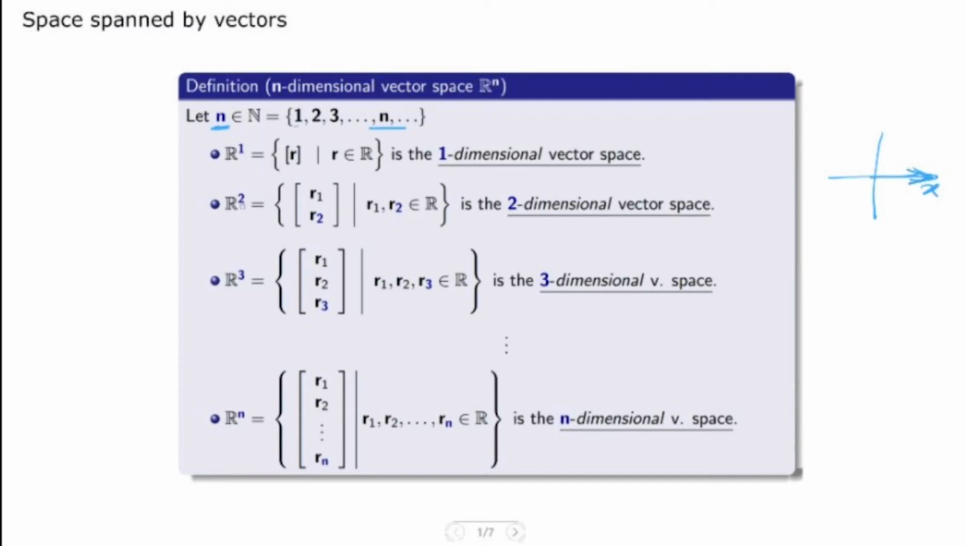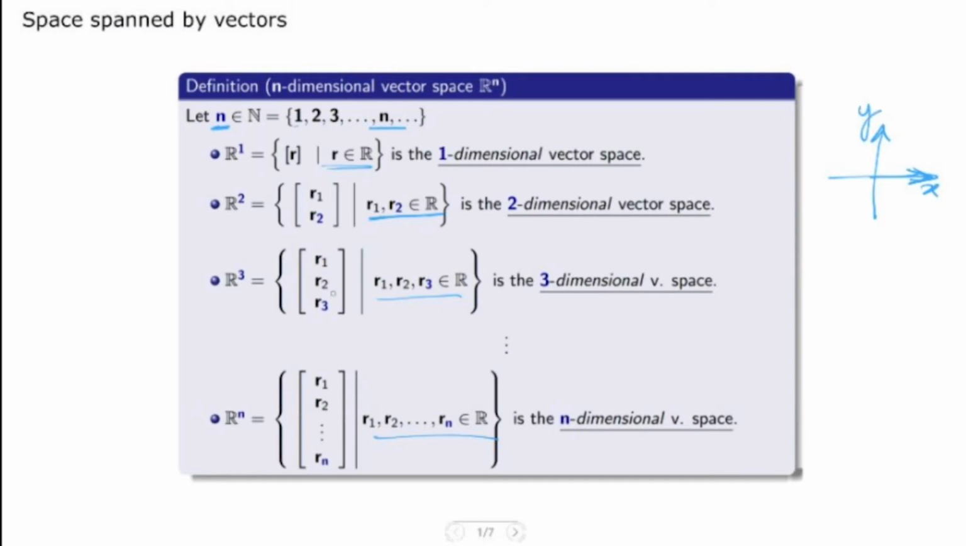And then if you have R to the power 2, it means it's a two-dimensional vector, and r1 and r2 are elements of the real numbers. They're always elements of the real numbers. The elements of the vectors are always real numbers. So R to the power 2 means a two-dimensional vector, in the xy plane or any two-dimensional plane.